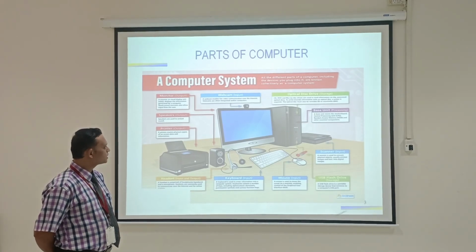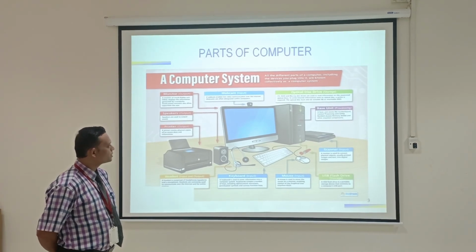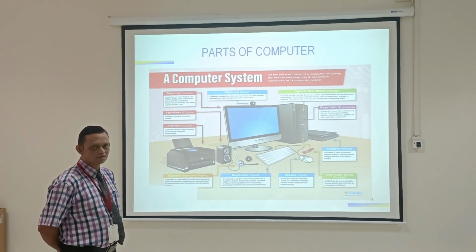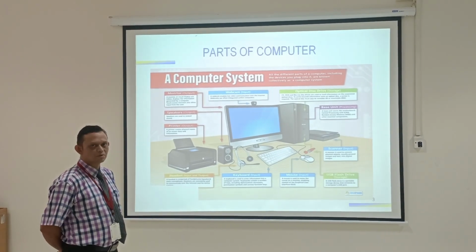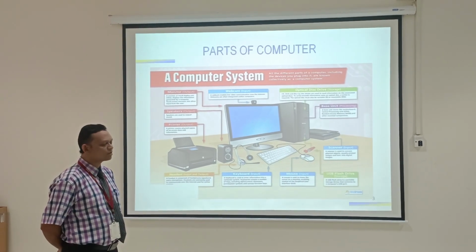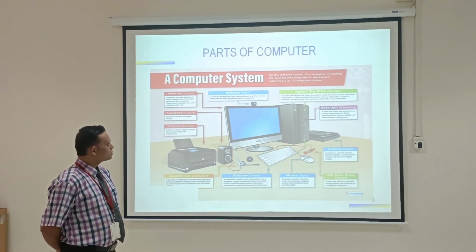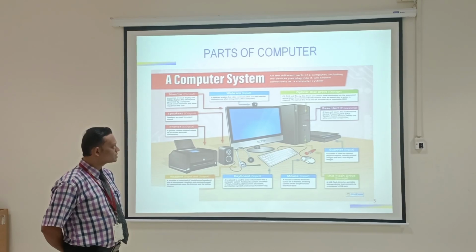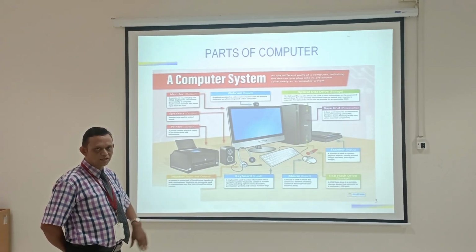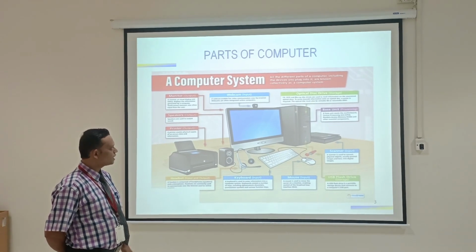So in that you could see the main processing system is the CPU. It contains the processor, especially the microprocessor. Nowadays, you are familiar with the Intel processor also. These kinds of processors are involved in that processing unit, so it will do the process. This is the main topic that we are going to discuss. Apart from this, you could see there is a monitor.